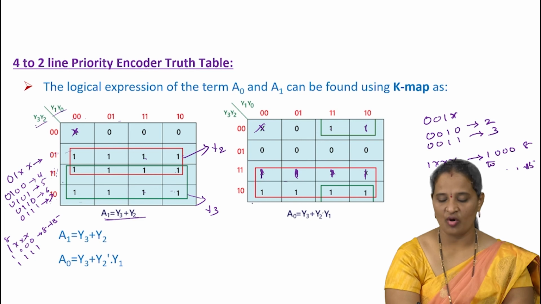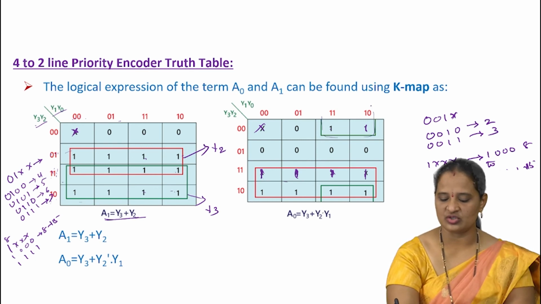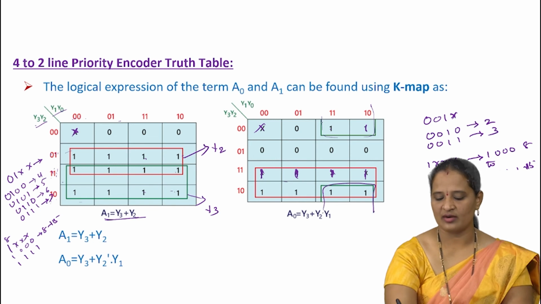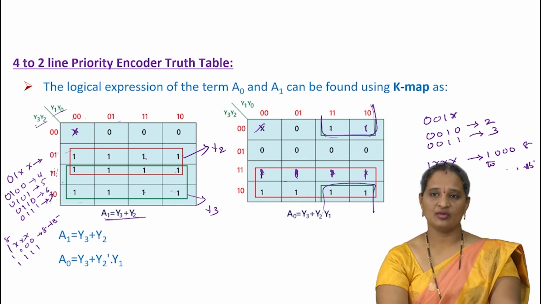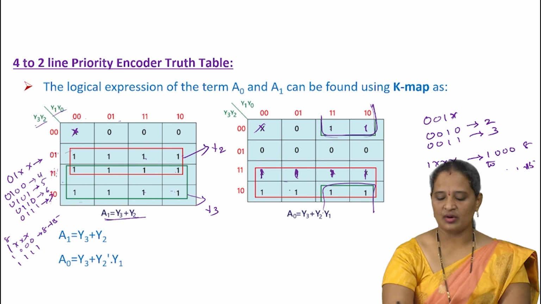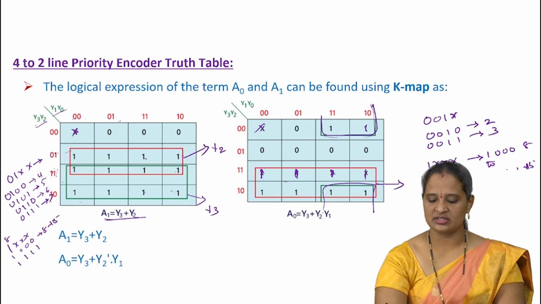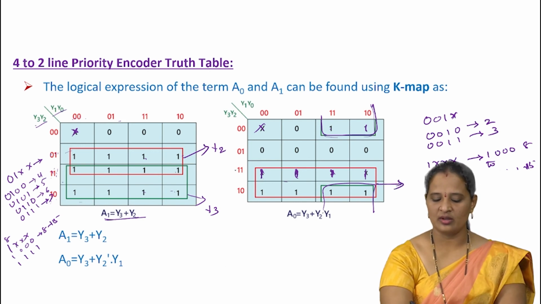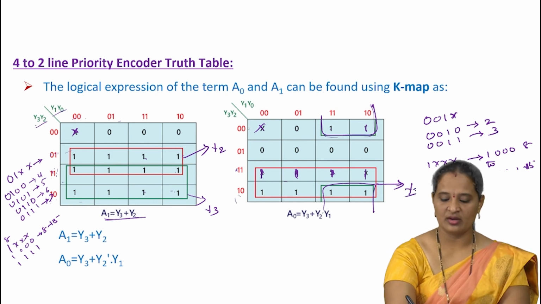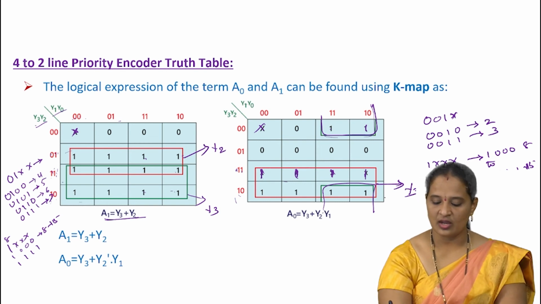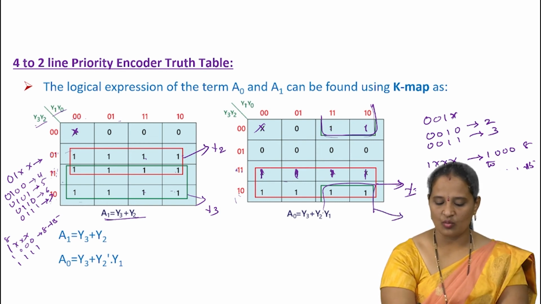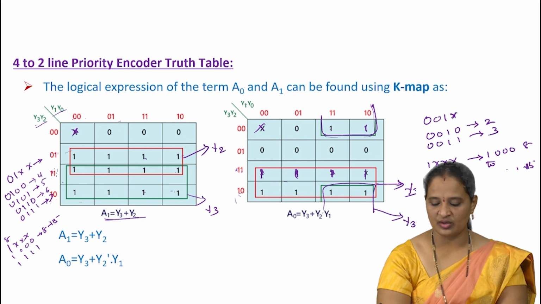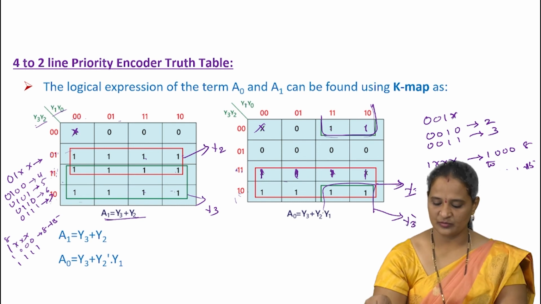Always we will try to form higher groups. So we form an octet, and in order to cover these two, I can form a quad with these two. So now what is the equivalent prime implicant for the octet? As y3 is common and it is equal to 1, whereas y2 is varying and y1, y0 are also varying, eliminate. Now coming to this quad.